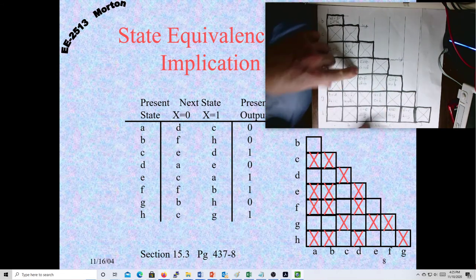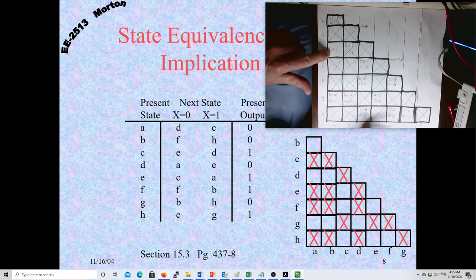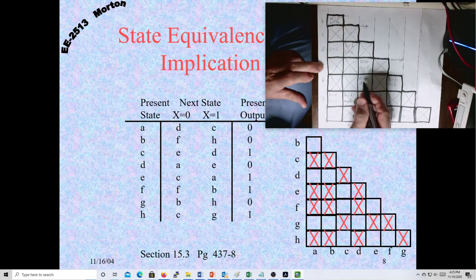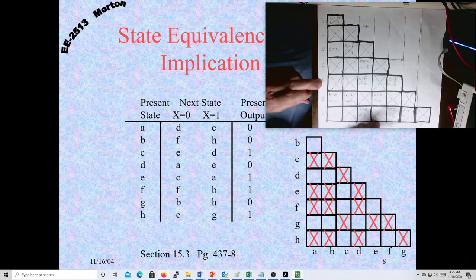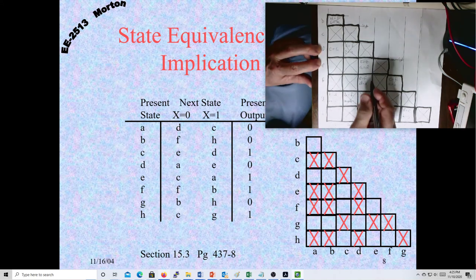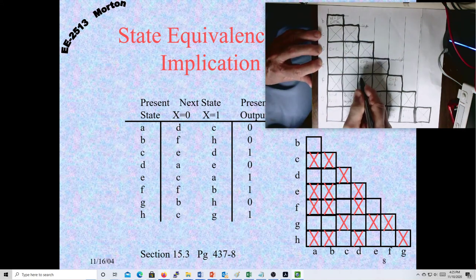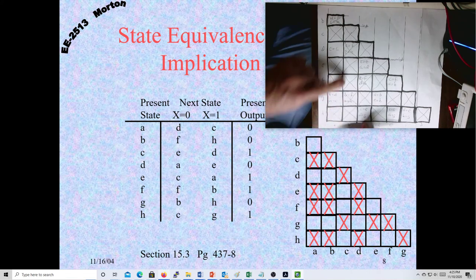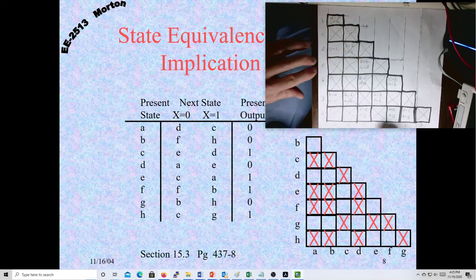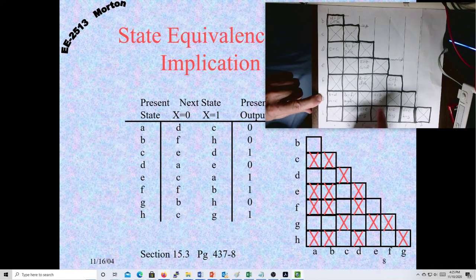All right, how about A and D? A and D, possible. How about C and F? C and F, so E has to equal F. E and F, possible. And how about D and B? D and B, not possible. We've already crossed that one out. So now that one's gone. And how about C and H? So C equals E, possible. And D equals G, possible.